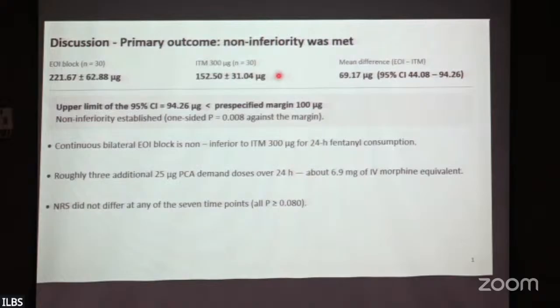Moving on to the discussion, that is the primary outcome for non-inferiority. The upper limit of the 95% confidence interval was well below the pre-specified margin. Continuous bilateral EOI block is therefore non-inferior to intrathecal morphine with regard to fentanyl consumption in the first 24 hours. Roughly 3 additional 25 microgram PCA demand doses over the 24 hours was about 6.9 milligrams of IV morphine equivalent. The NRS did not differ at any of the 7 time points between both the groups.